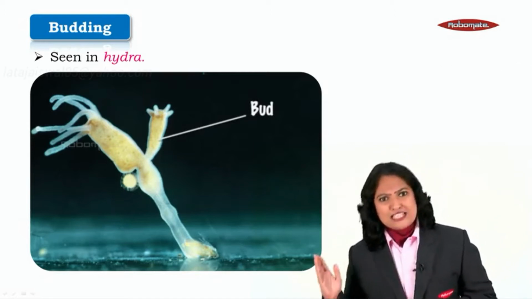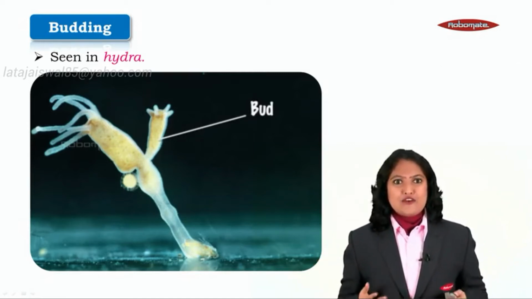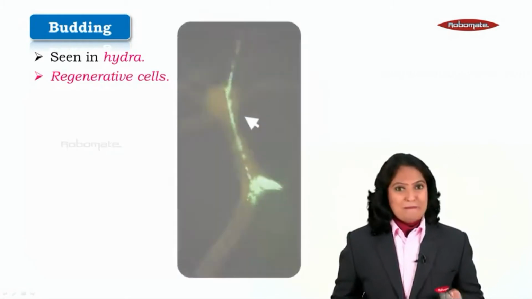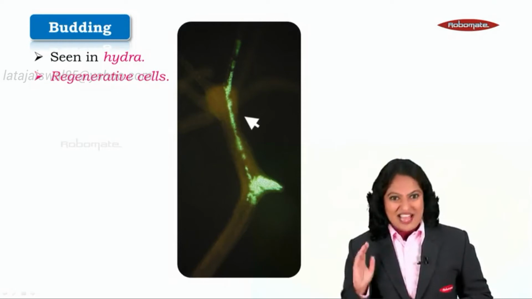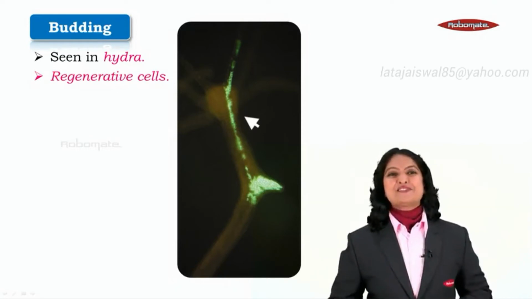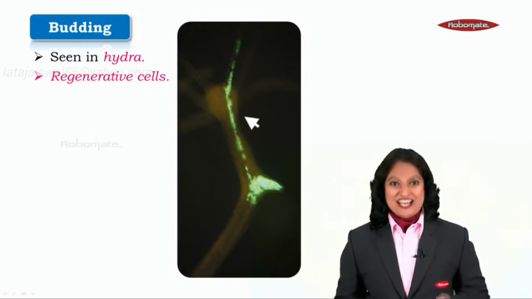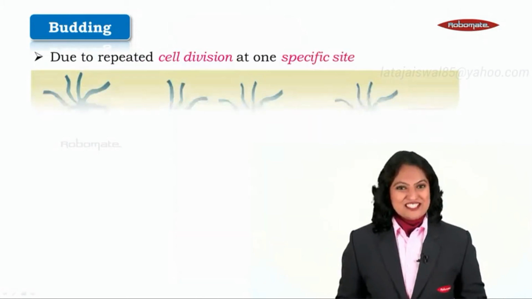Now, how can these organisms develop through budding? Because they have regenerative cells. Oh, that means budding is another magic because of regenerative cells. Let's learn how it happens.